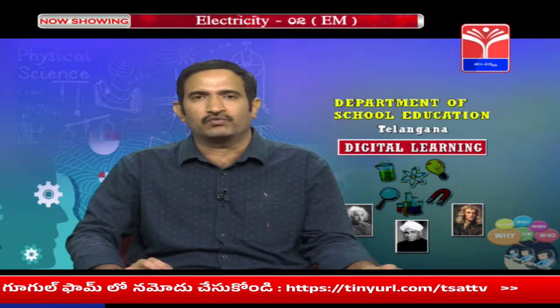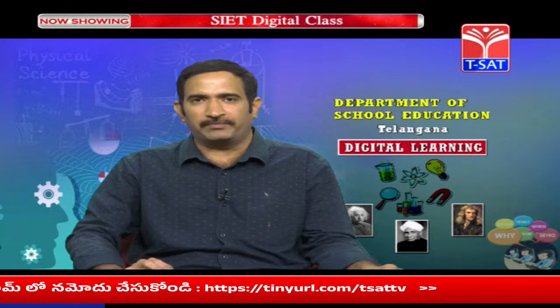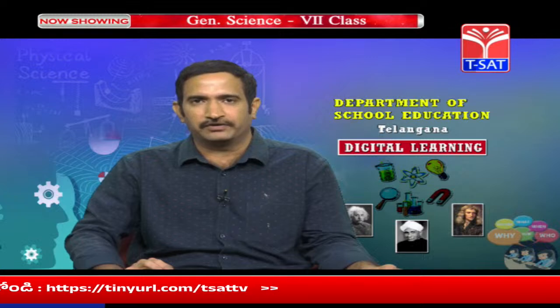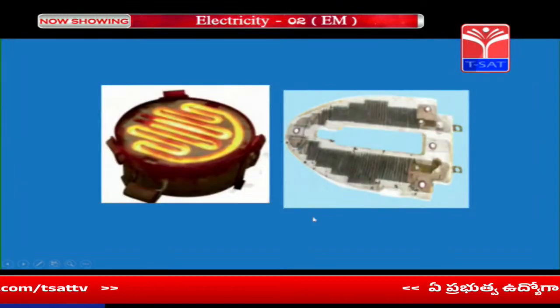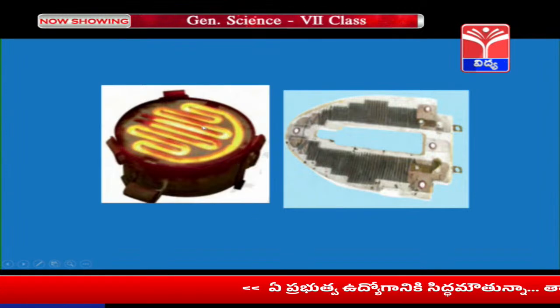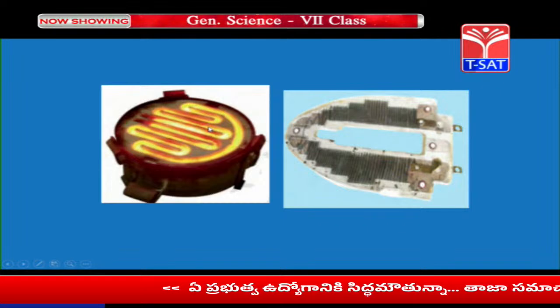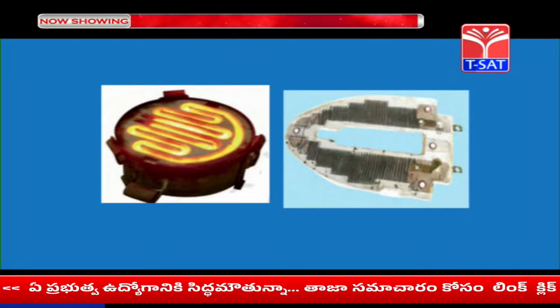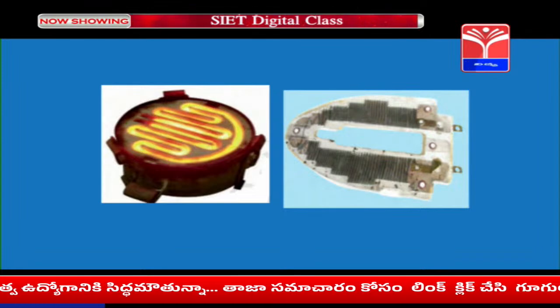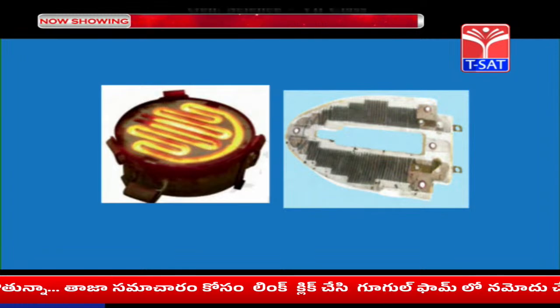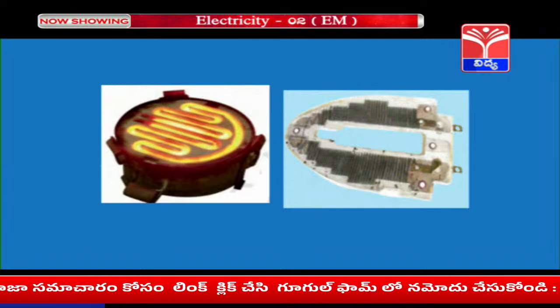Now, children, what is the use of the filament? The filament always gets heated due to electrical energy. Now, here you see an electric stove. Where is the filament here? A spring is there. Whenever it is connected to electricity, it becomes red hot and emits heat energy for us. Thereby, we can cook our food very easily.